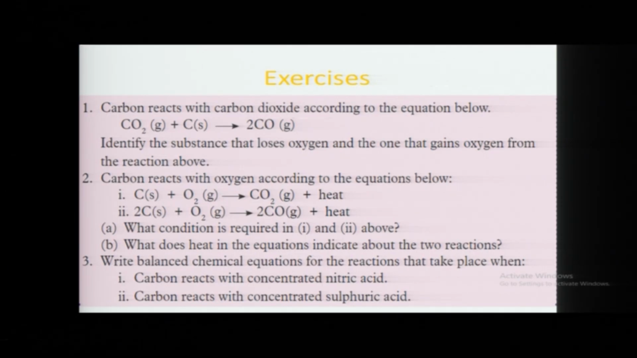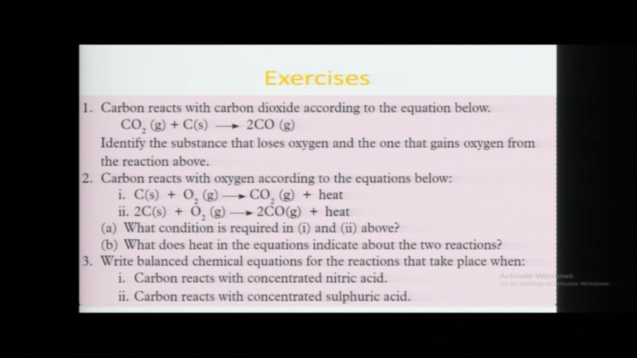Another sub-question on the same question: what does heat in the equations indicate about the two reactions? I've talked about that already. Whenever you see heat, what does it indicate? There are some equations where we don't see heat put there. So those where they put heat, production of heat here, what do we call this? What does it mean? All right? Good.